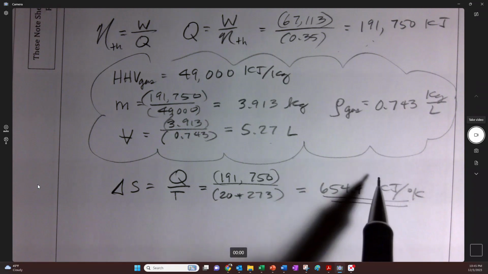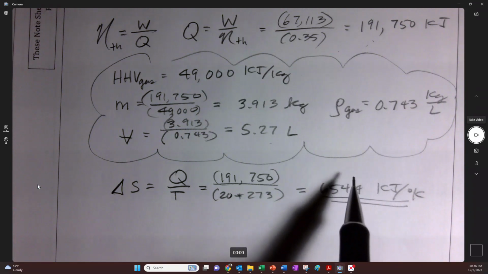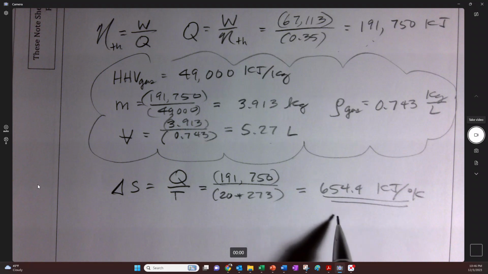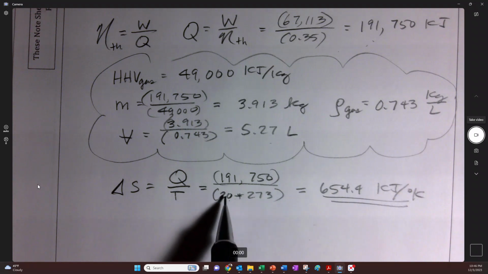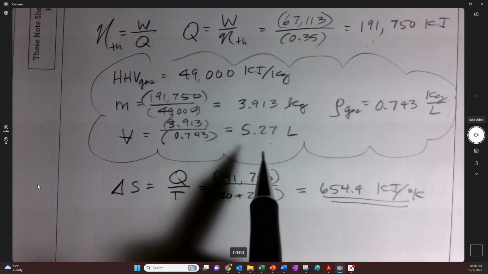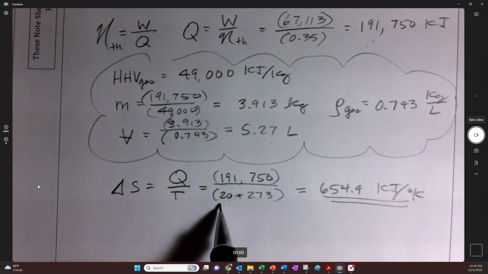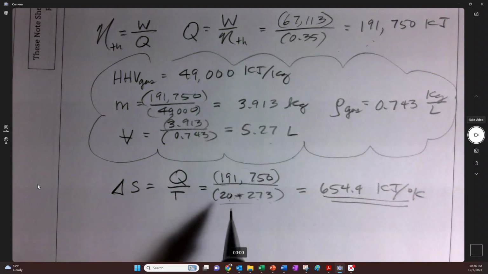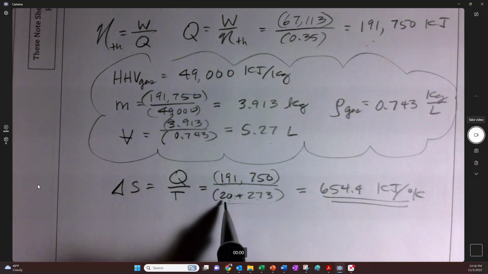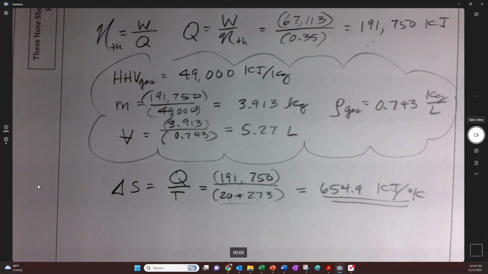And so where did this all go? Well, it ended up in the ambient. One reason why we use this is because that's the temperature that it ended up at, right? All that heat dissipated into the world as this entropy right there.